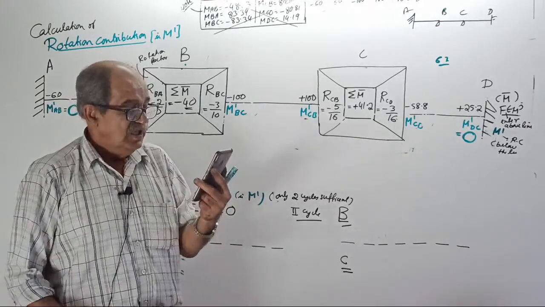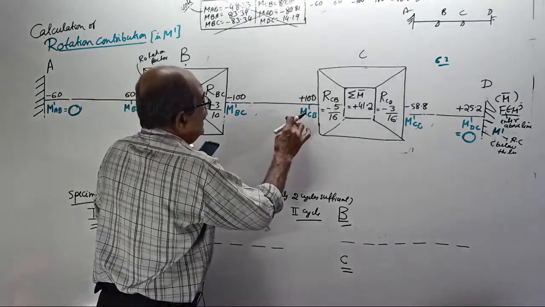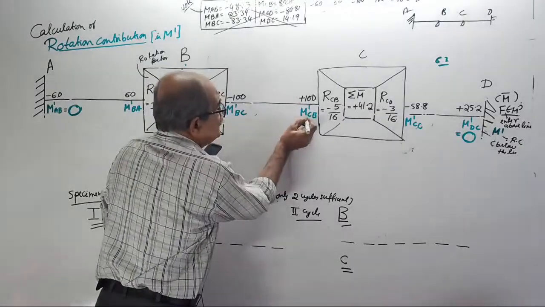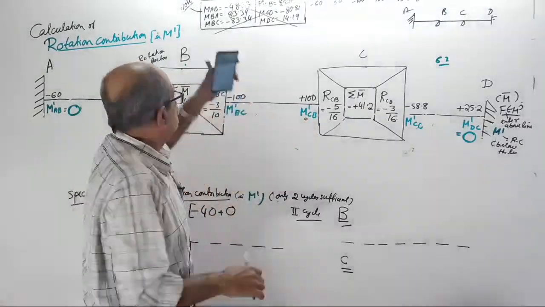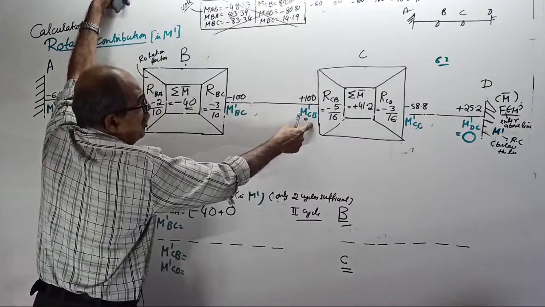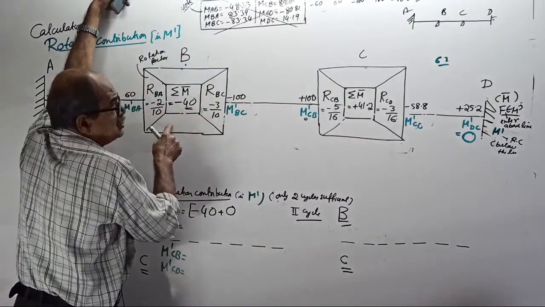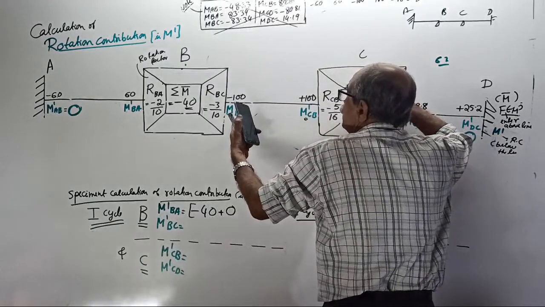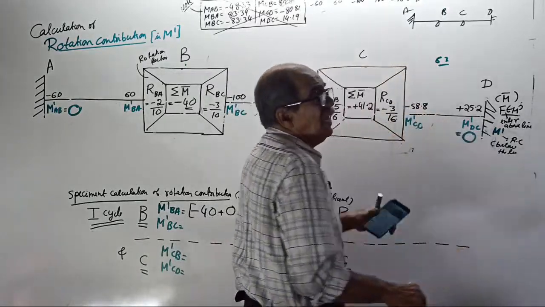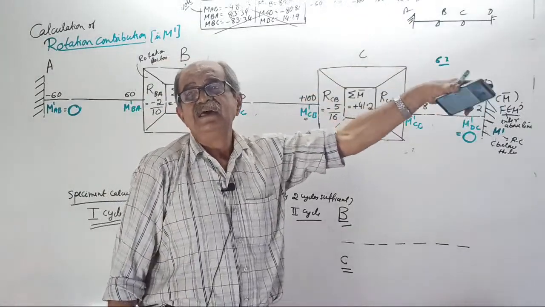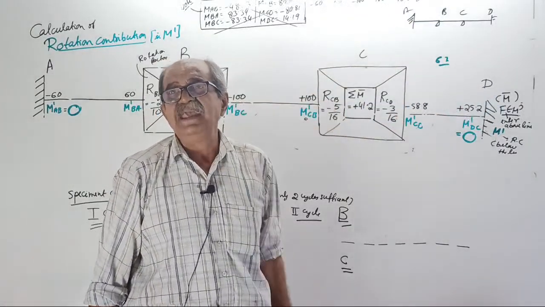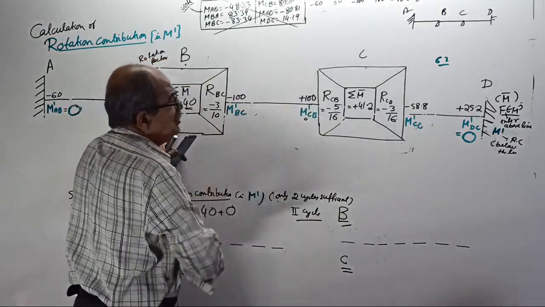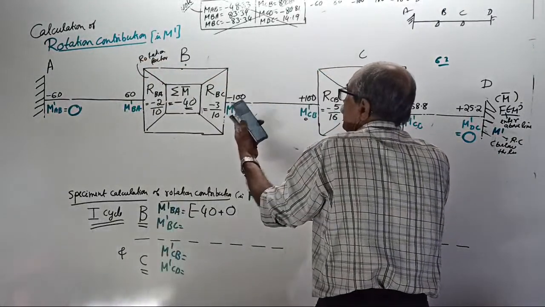If it is not known, you take it as temporary 0. Without knowing that value, you cannot solve here. Same way, when you come to C, you want this value, which is not known. Therefore, without knowing the far end, you cannot calculate at the near end. Helpless. When you go to B, you require this value. When you go to C, you require this value.